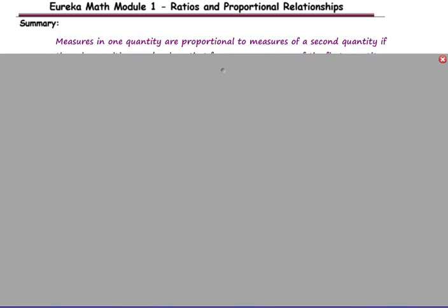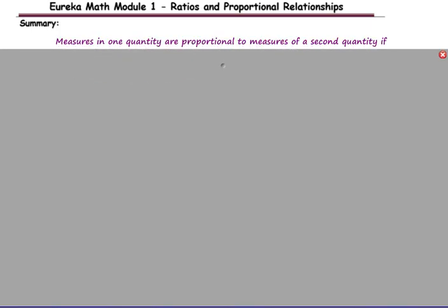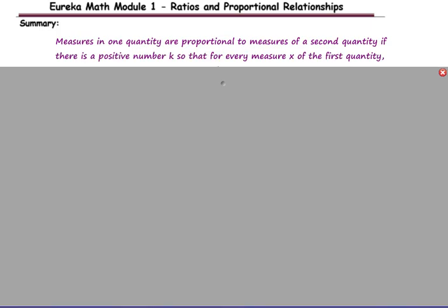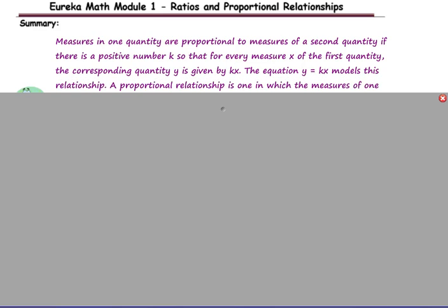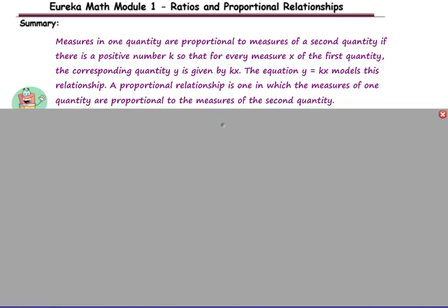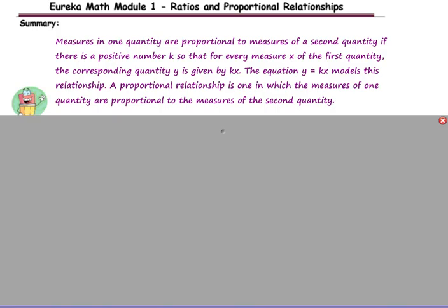In summary for lesson 2, measures in one quantity are proportional to measures of a second quantity if there is a positive number k, so that for every measure x of the first quantity, the corresponding quantity y is given by kx. The equation y equals kx models this relationship. A proportional relationship is one in which the measures of one quantity are proportional to the measures in the second quantity. In other words, there is the same multiplier used for every pair of x and y.